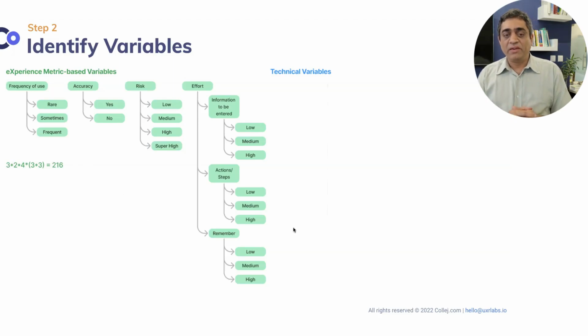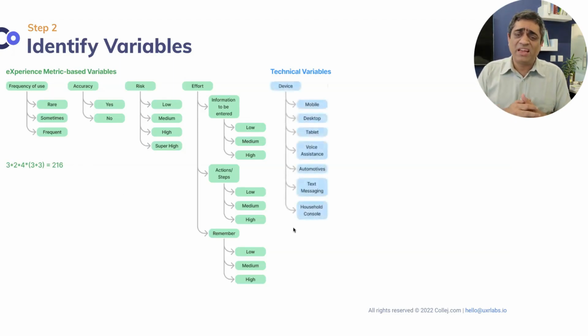Let's go to the technical variable. Now, when you look at the technical variables, you can have multiple kinds of devices, multiple types of form factors. It could be mobile, desktop, tablet, or it could even be a console on your automobile. So you could have a lot of different kinds of devices. Let's look at the other variables.